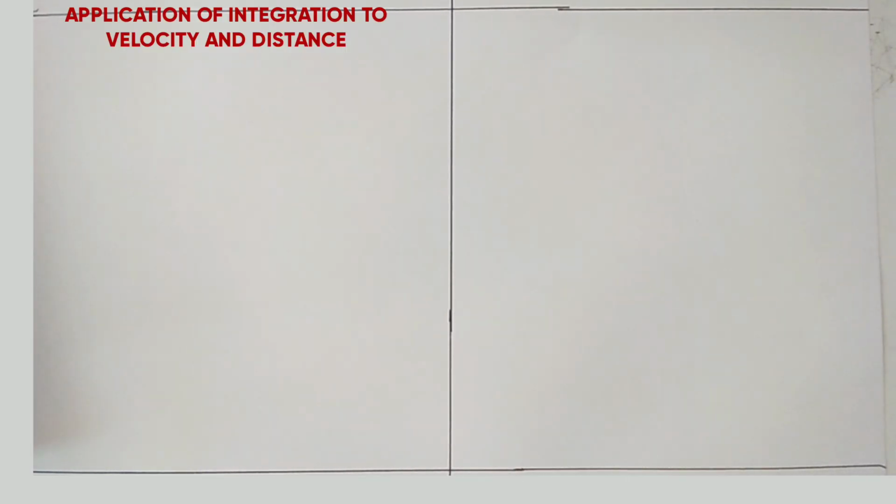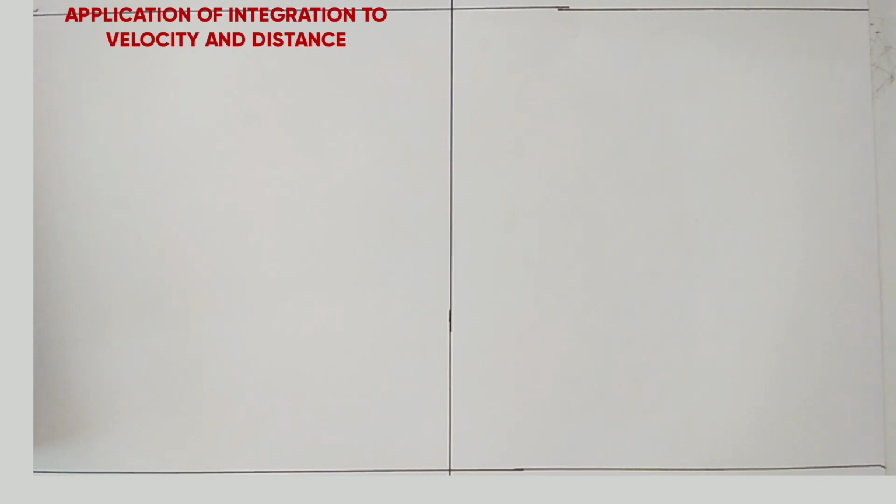Welcome learners. In this lesson we shall look at the topic integration, mathematics form 4, and we look at the applications of integration to velocity and distance. And we say that suppose you are not given further information that can guide you to find the value of c. That is, maybe you're given one of the values but you're not given another value.